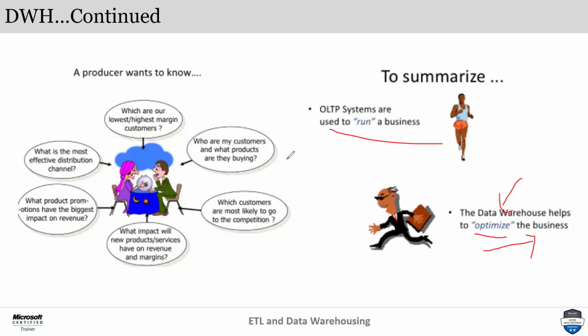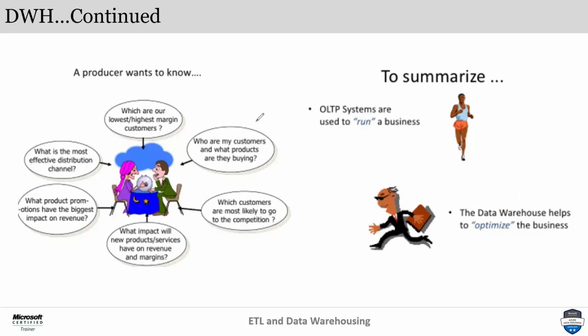Isn't it? So based on the data, you analyze how it is performing, and what kind of decision you make, then you try to optimize the business. That is the reason OLTP is used to run the business. The data warehouse helps to optimize the business by taking better decisions.